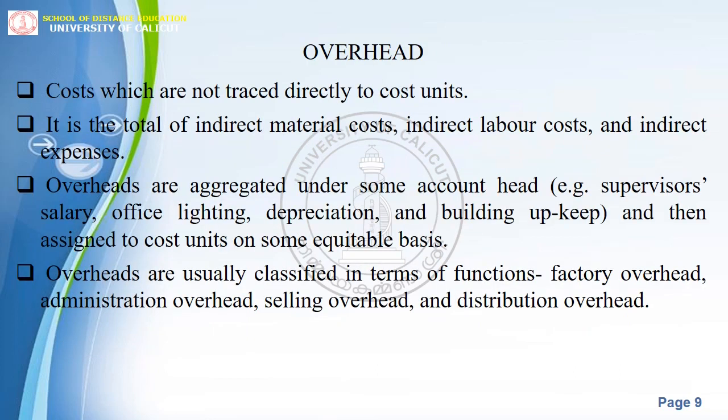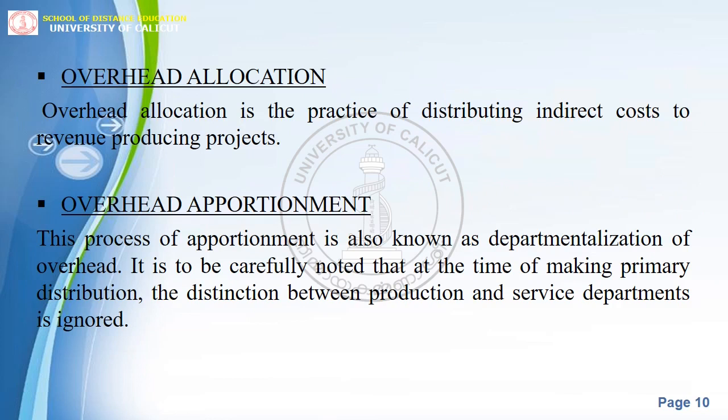Overhead refers to the cost which cannot be traced directly to any cost units or cost center. It is a total of indirect material cost, indirect labor cost, and indirect expense. Overheads are usually classified in terms of functions, that is factory overhead, administration overhead, selling overhead, and distribution overhead. Overhead allocation is a practice of distributing indirect cost to the revenue producing projects.